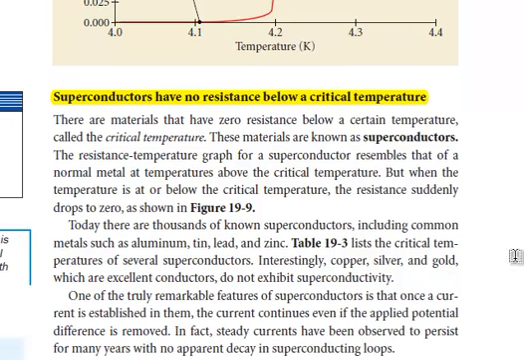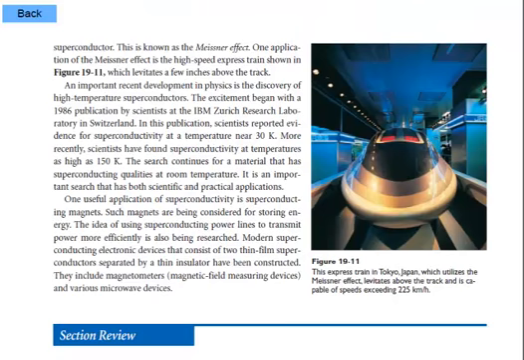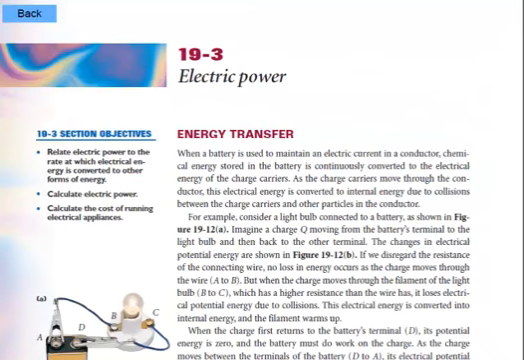Beyond maybe the definition of the Meissner effect, which is if I have a superconductor, we can see levitation with the permanent magnet, don't worry about the Meissner effect. We did talk about it in class, but it's not going to show up on the test.